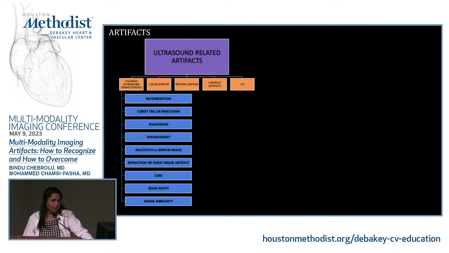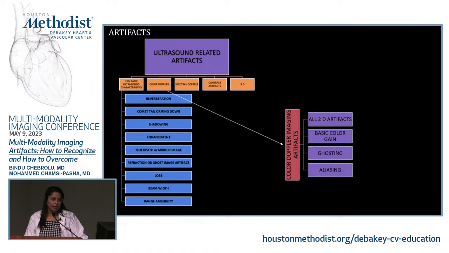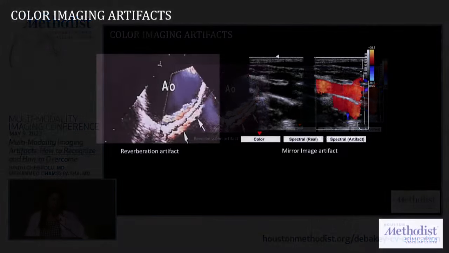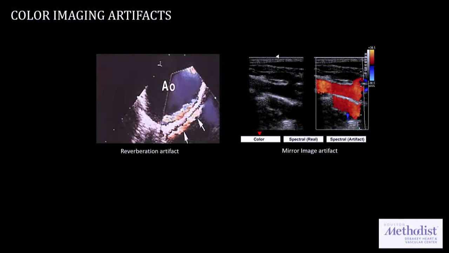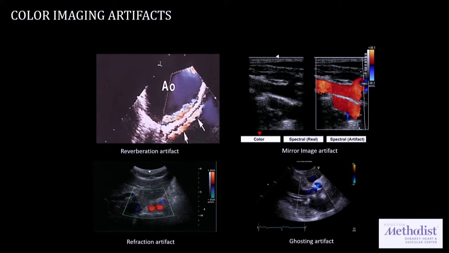All right, let's quickly move on to color Doppler artifacts. Whatever is happening on 2D can happen on color Doppler as well. The important thing is to recognize the importance of color gain, and also a little bit about ghosting and aliasing. Here you clearly see a reverberation artifact which is reflecting on the color as well. This one is the mirror image artifact which Dr. Zogby was just describing. This one here is a refraction artifact which happens on color as well.